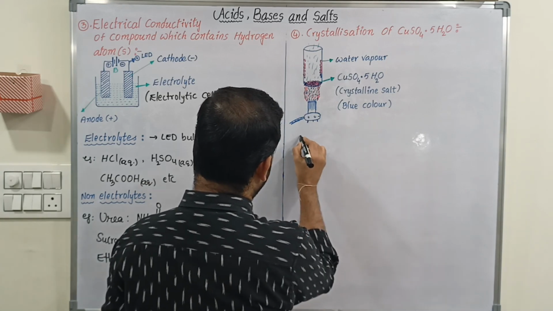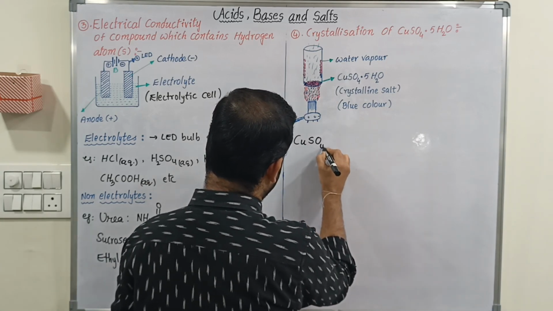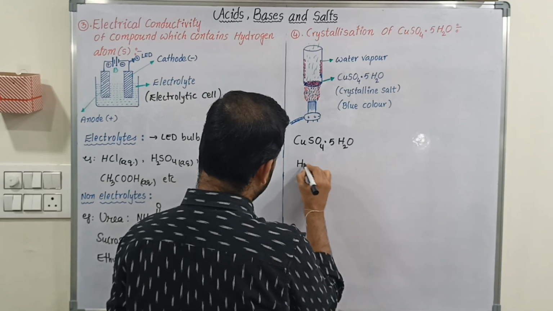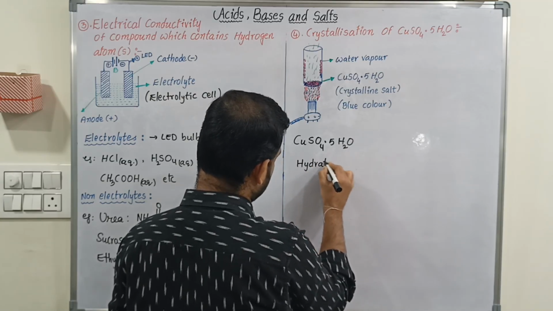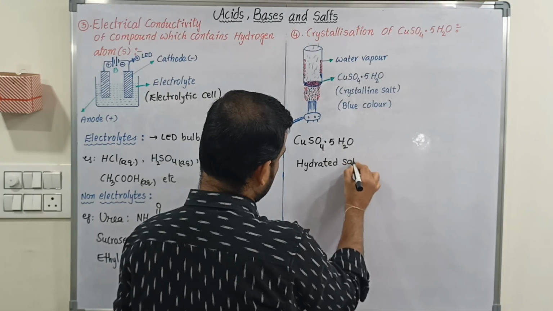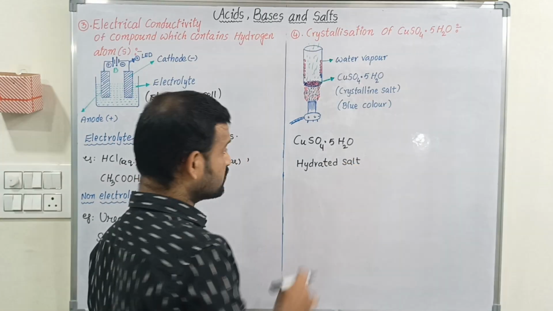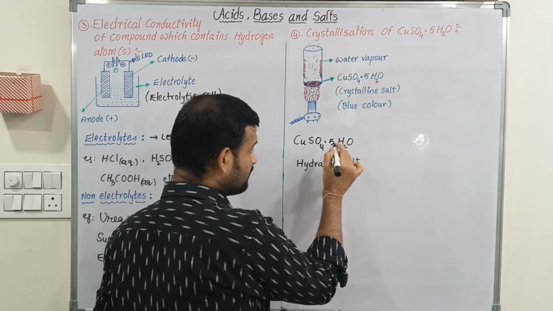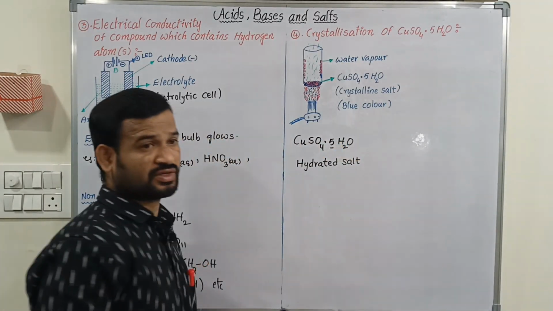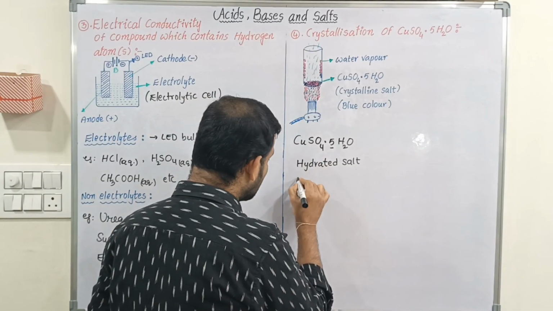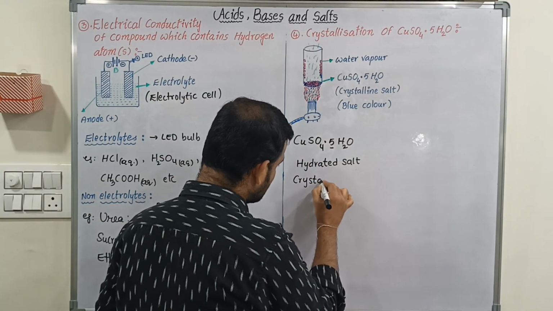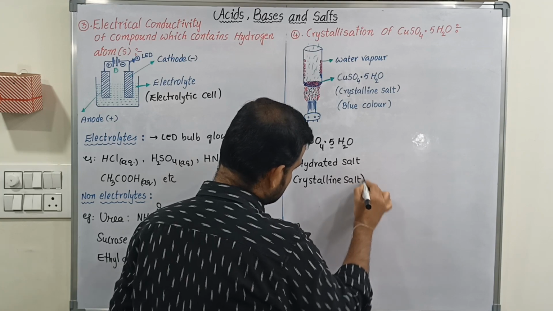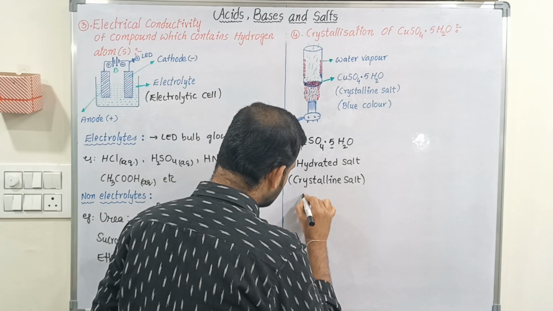This is called a hydrated salt, CuSO4, and it contains 5 moles of water molecules. Here it contains a fixed number of 5 moles of water molecules. Because it contains this number of water molecules, it exists in crystalline form. It is a crystalline salt, and its color is blue.